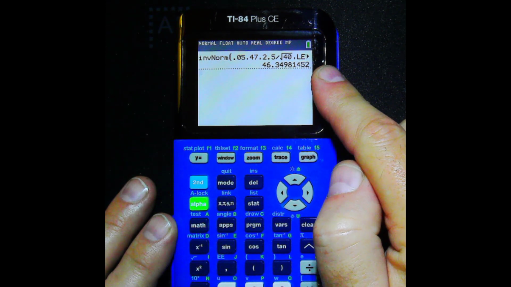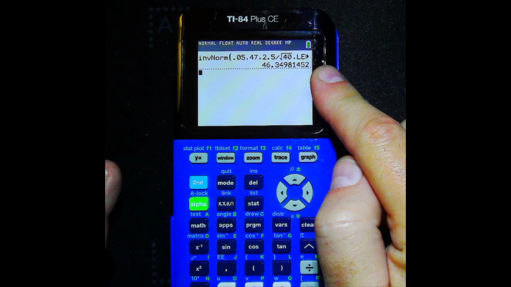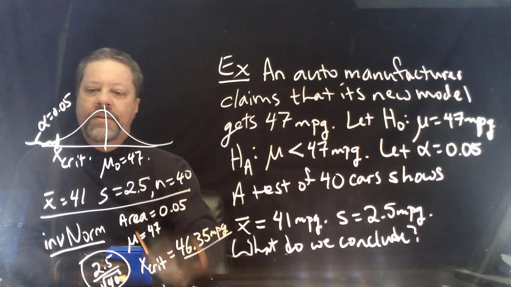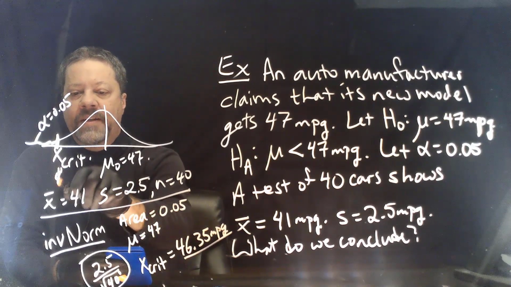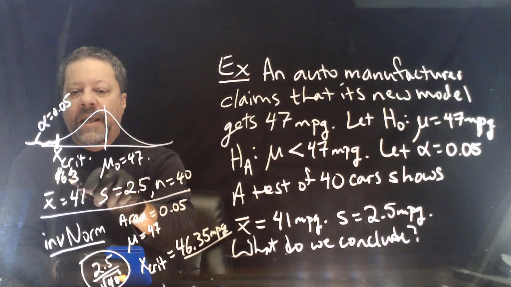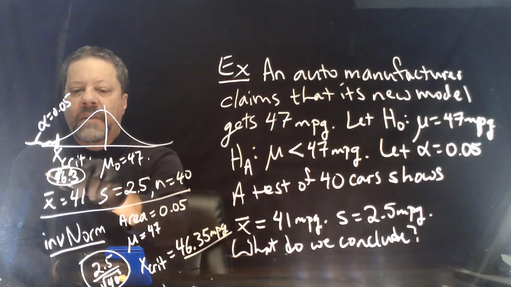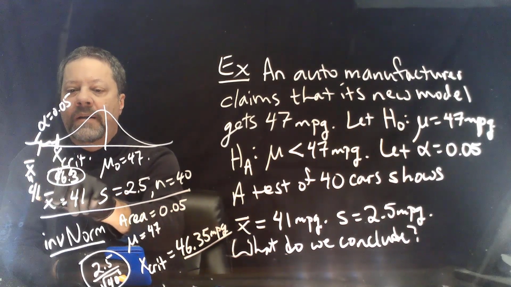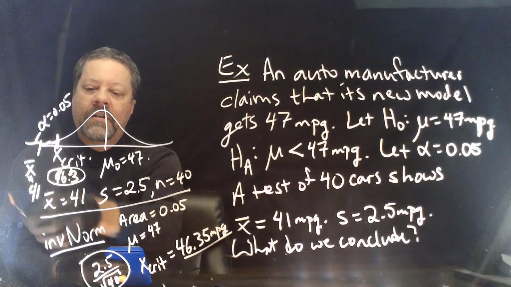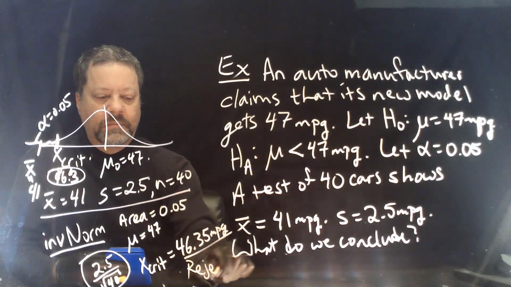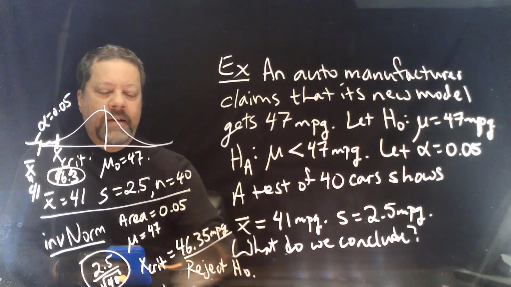In order to fail to reject the null hypothesis, the sample mean has to be 46.3 or anything higher. So about 46.3 or so is the critical value. Our mean was 41. It's in the critical region, and that means that we reject the null hypothesis.